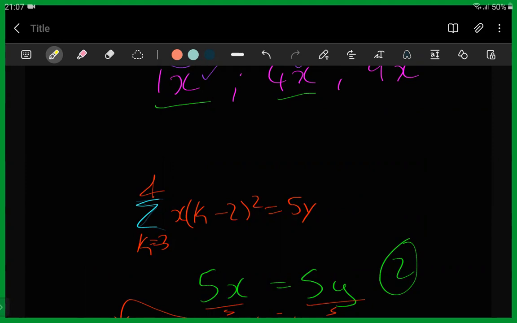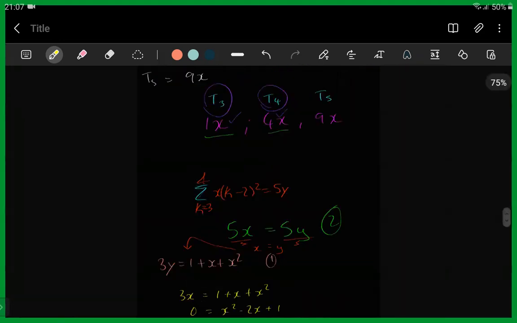The answer is x equals y equals 1. Yeah, then it's fine. So that's okay. It was not a difficult question. It just had a weird vibe to it.